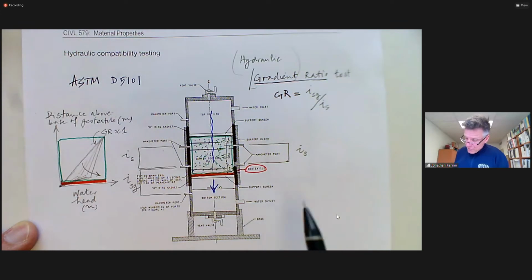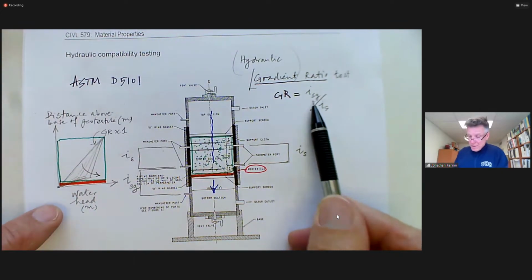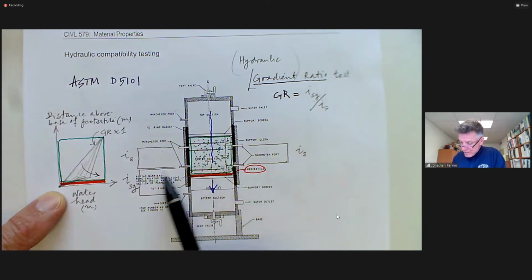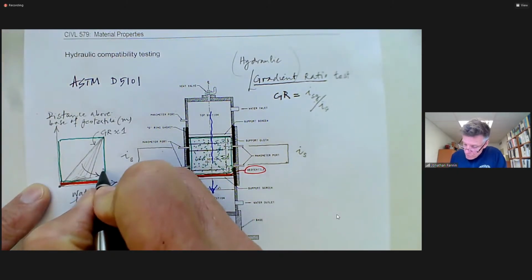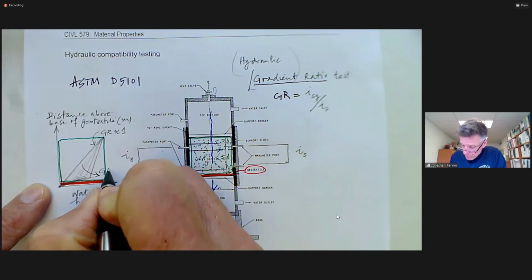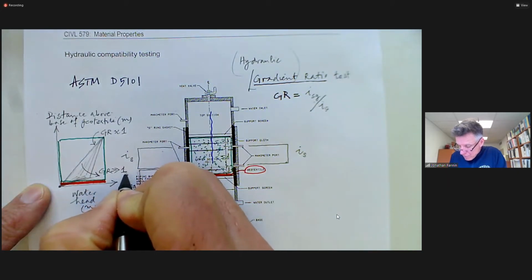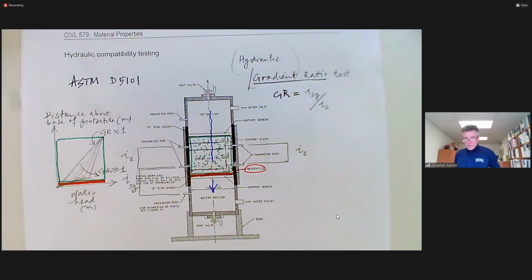And the gradient ratio, which is the hydraulic gradient in the soil geotextile composite zone, which is this lower portion here, I_SG, the I_SG is going to be much larger than the I sub S. So the gradient ratio is going to be significantly greater than 1 in the presence of clogging.